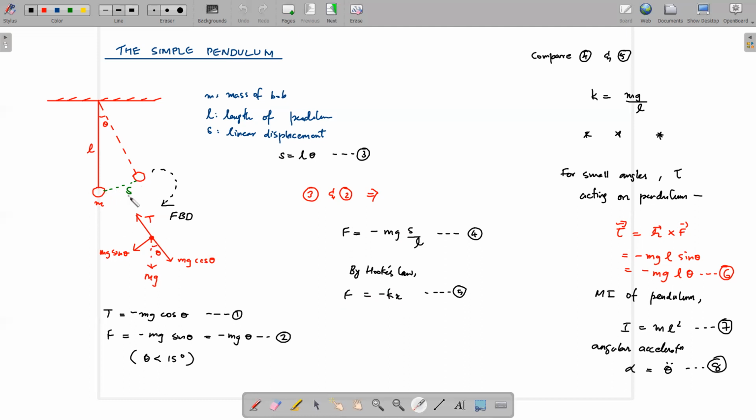Okay, here it is s itself. x is s itself. So the value of k, the value of the force constant, we will obtain that as mg by L. Okay, so let's keep it there. Let's keep these things there.